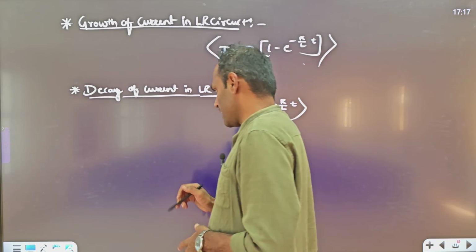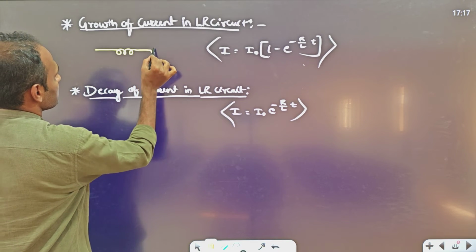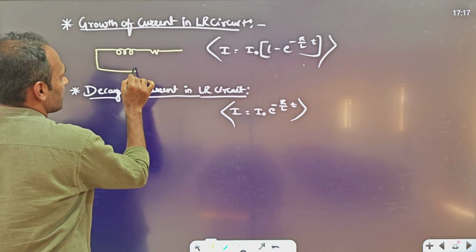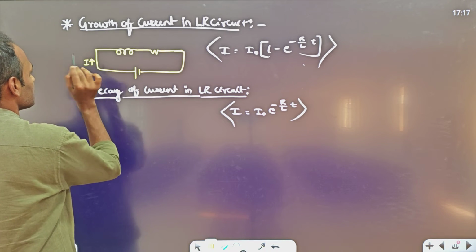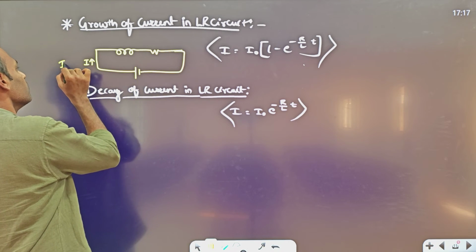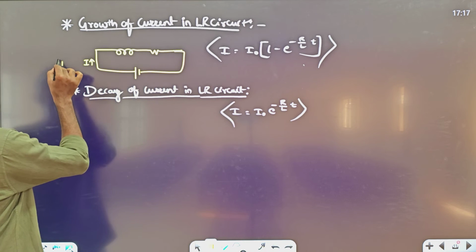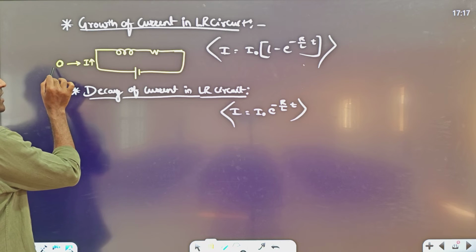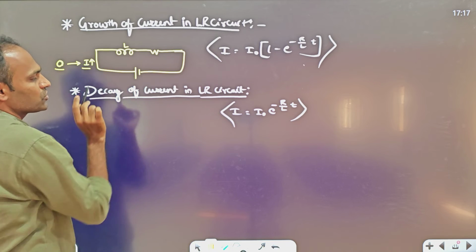Growth of current in LR circuit. See, growth of current in LR circuit means we'll be taking an inductor and a resistor connected in series here. When you connect a source to this, and when current suddenly increases in this circuit, before connecting the battery, the current in the circuit was 0. And after connecting the battery, the current suddenly got raised. So when it is increasing from 0 to I, at that time, this inductor will start opposing the increment of that current.